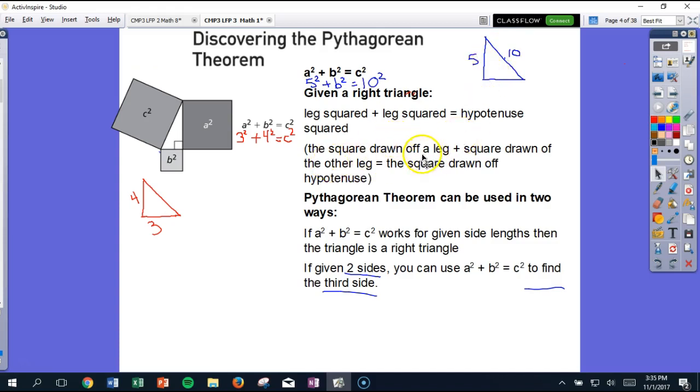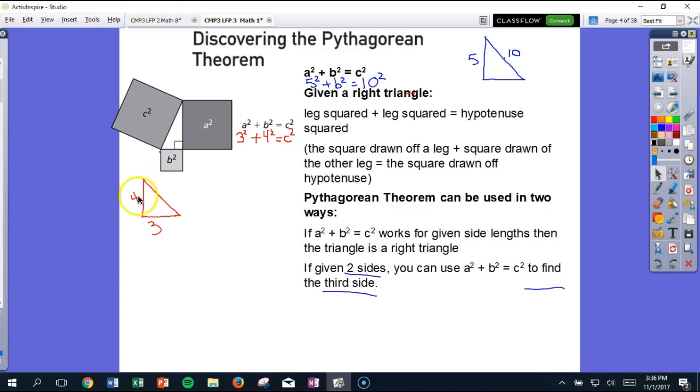Now it says a square drawn off a leg plus a square drawn off a leg equals a square drawn off the hypotenuse, meaning this square drawn off this leg plus this square drawn off this leg is the same size as this square drawn off the hypotenuse. Okay. Now we can use this in two ways. If a squared plus b squared equals c squared works for given side lengths, then the triangle is a right triangle. Also, if given any two sides, we can use a squared plus b squared equals c squared to find the third side. Let me give you an example.